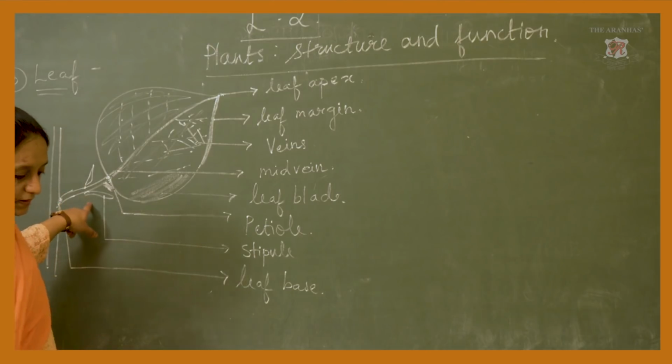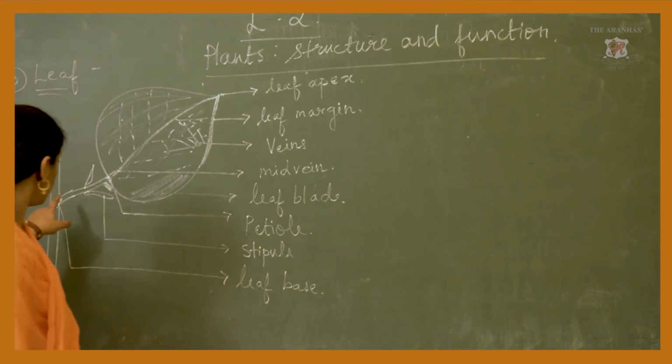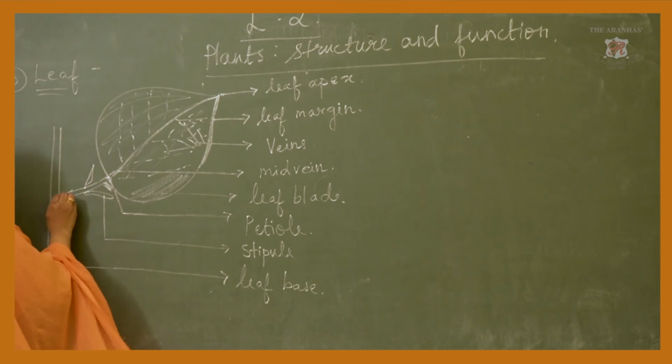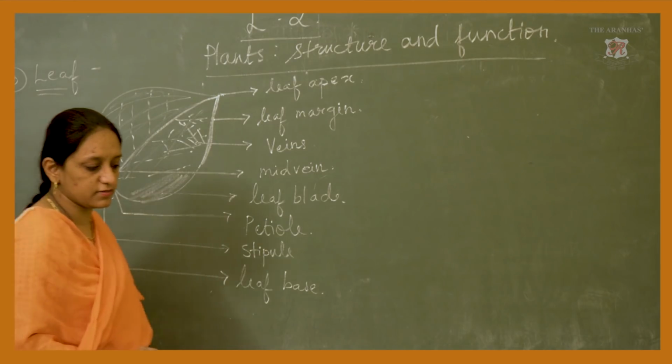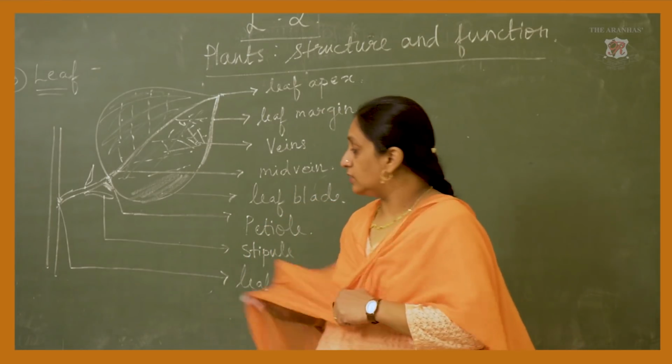Then small leaf like parts, they are called as stipules. Small leaf like structure may be present near the leaf base. Near the leaf base, this is the leaf base from where the leaf is started growing. Near this there are small leaf like parts called as the stipules. These are the various parts in a leaf.